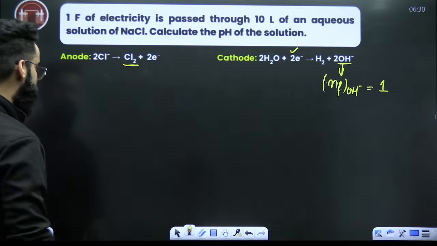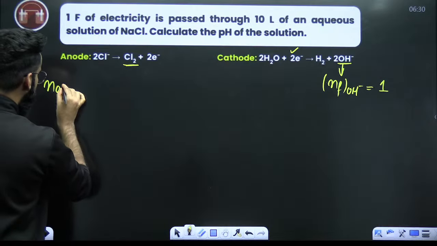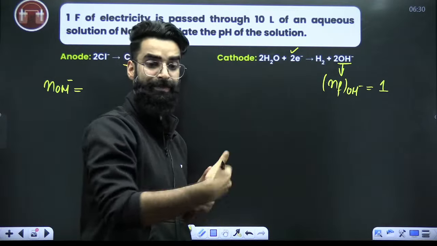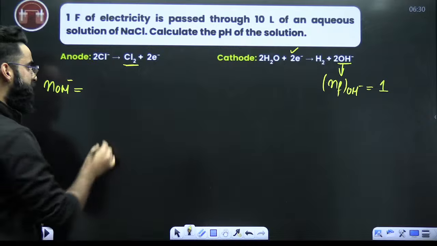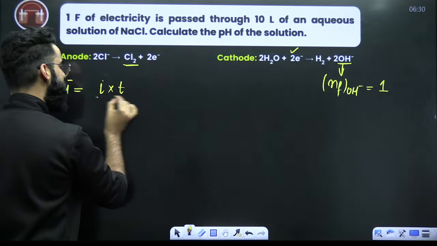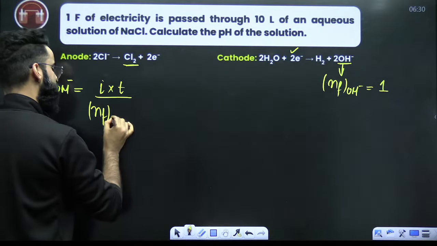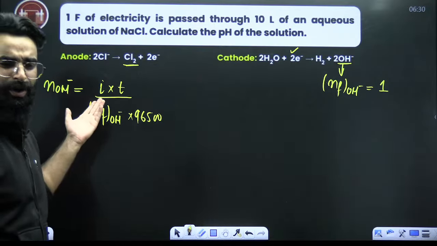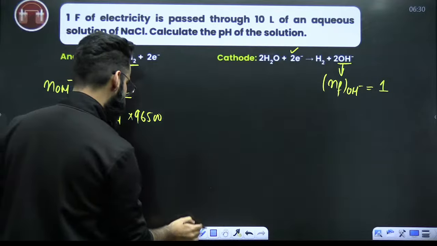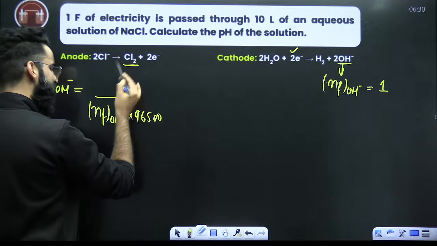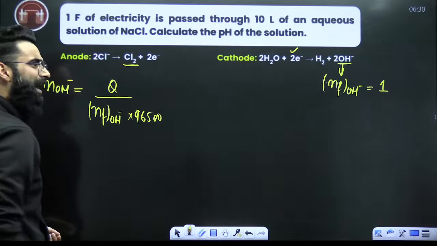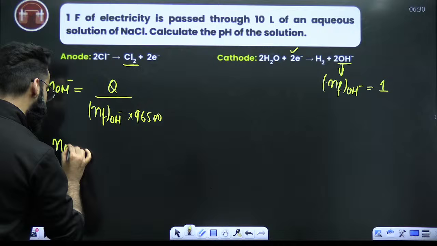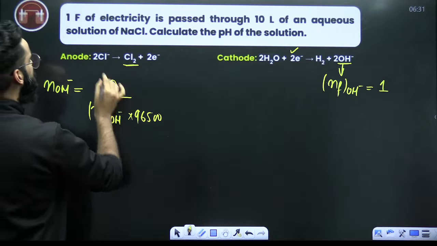Now, my dear students, the first thing which I'll be doing, I'll calculate the moles of OH negative which are being produced, which are being liberated into the solution. Moles of OH negative as per the formula: I multiplied by T divided by N factor of OH negative multiplied by 96500. But do you see current is not given, time is not given? But I multiplied by T is what we call Q. Instead of I multiplied by T, I can declare Q. So what is Q? Q is 1 farad.